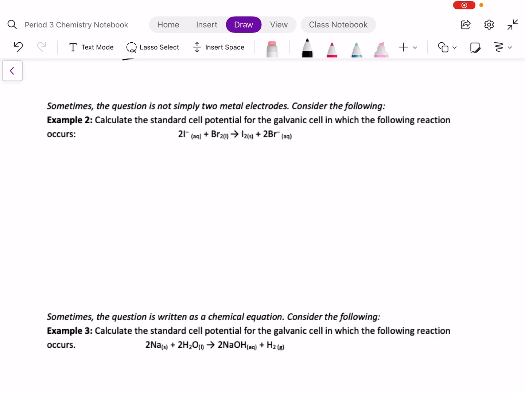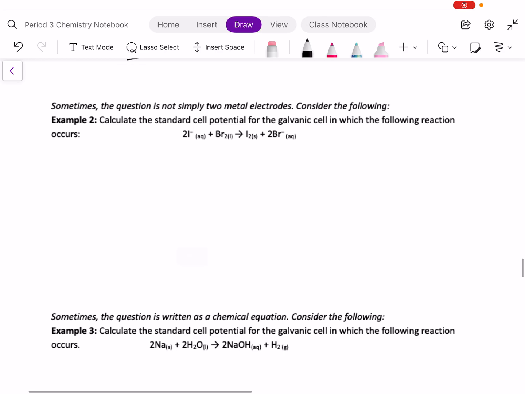Over here, I have an example where I have a net ionic equation instead of just 2 metal electrodes. So I'm going to consider the following. I'm going to calculate the standard cell potential for this galvanic cell. First thing I'm going to do is split into half reactions. So even though I can see this iodide ion here is being oxidized, I'm going to write it as a reduction instead so I know what to look for on my chart.